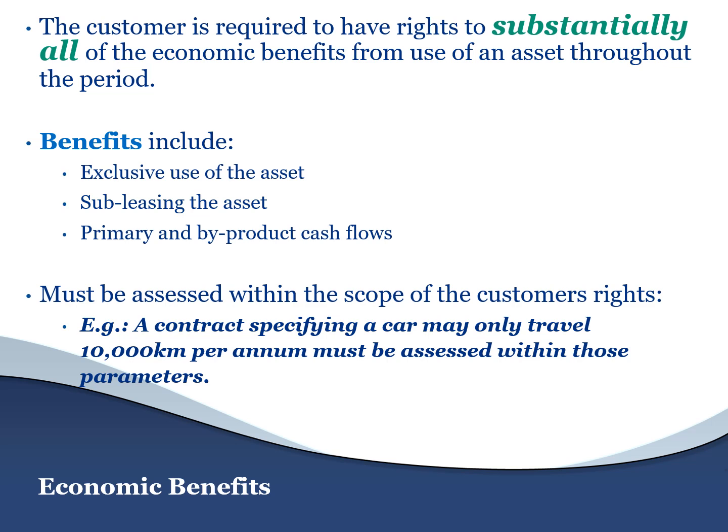To start off with, it could be, for example, exclusive use of the asset. So I'm the only person who can use it. I could also have the right to sublet the asset and earn rental from that. That also gives me all the benefits. And of course, things like the primary and the byproduct cash flows. Who's receiving all the cash flows arising from these?